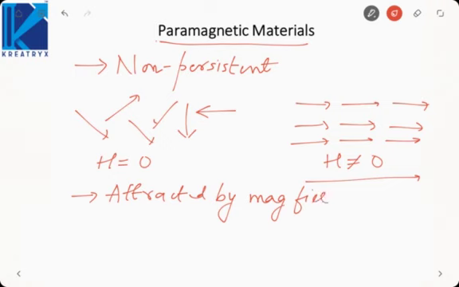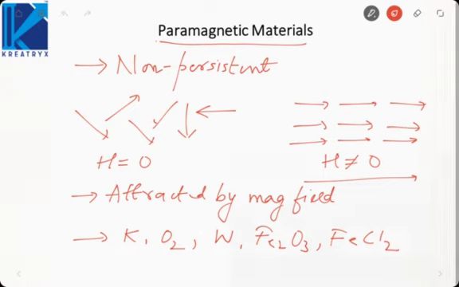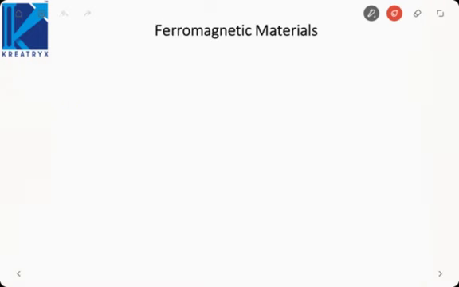Okay, diamagnetic will be repelled. Some of the materials that are paramagnetic are potassium, oxygen, tungsten, Fe2O3, FeCl2. Such sort of materials are paramagnetic in nature. Next, let us move on to the ferromagnetic materials.